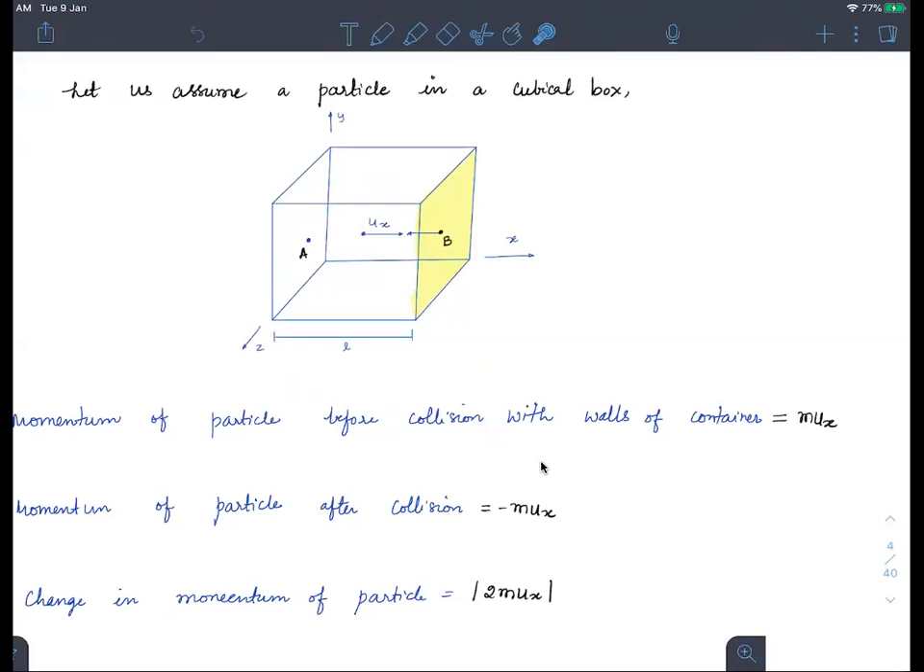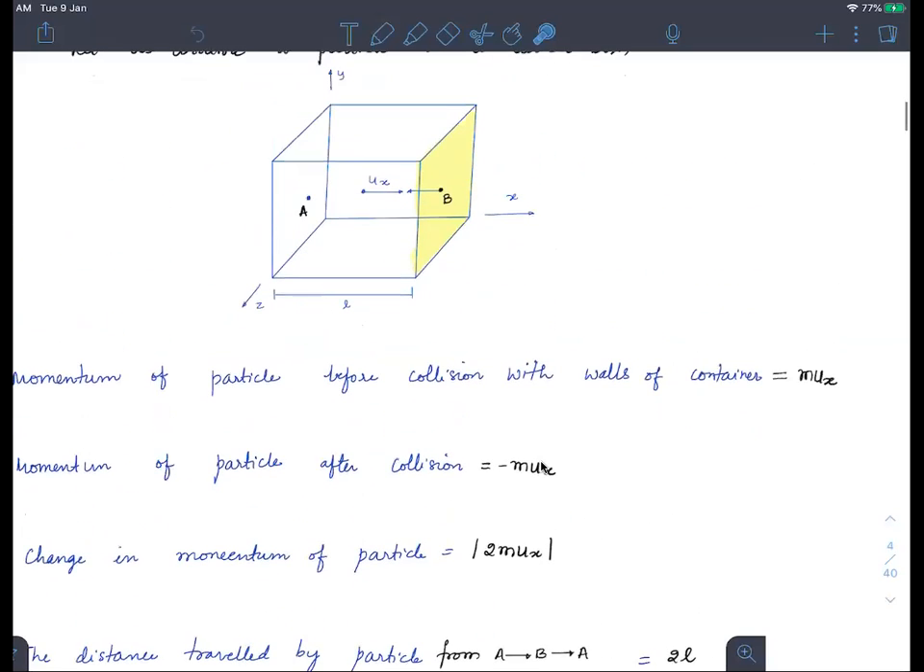Using this simple fundamental, consider a particle present at one corner or on one face of a cube. From here, it moves towards B and comes back. So this is one particular collision in X direction which it is making with the walls of the container. Considering this, we should be able to find out the pressure being applied by that particle on this face B.